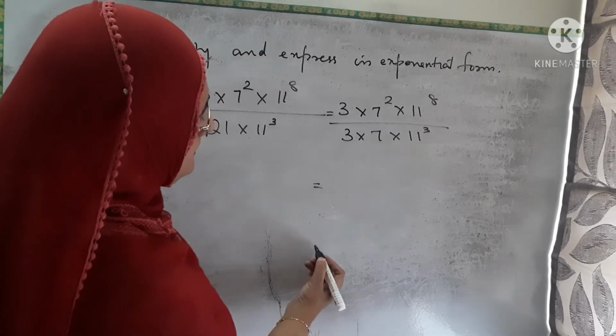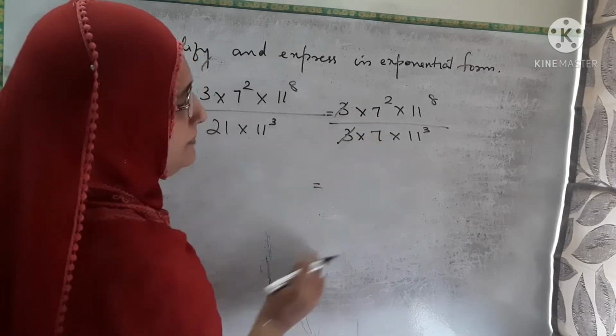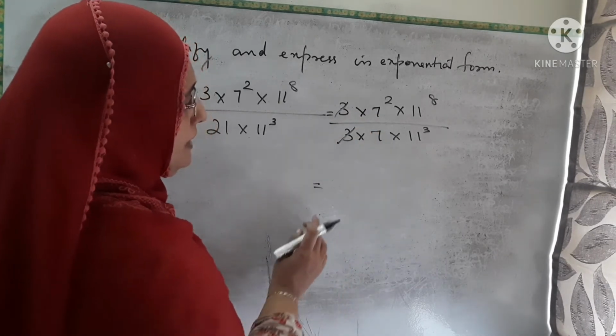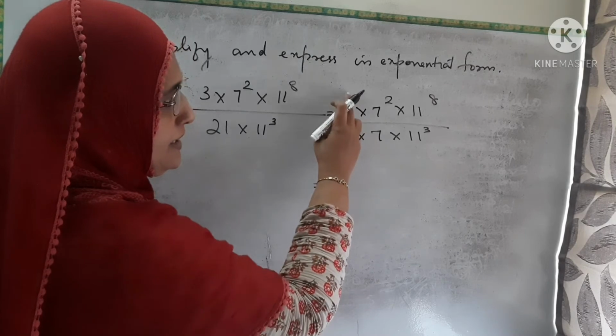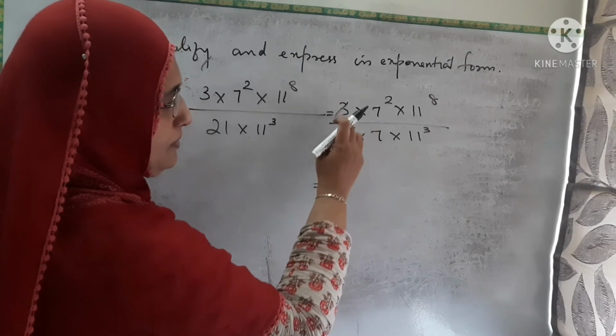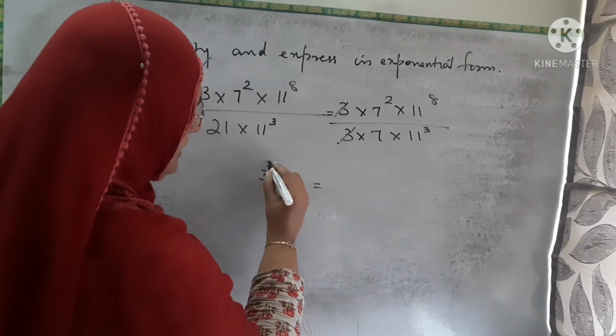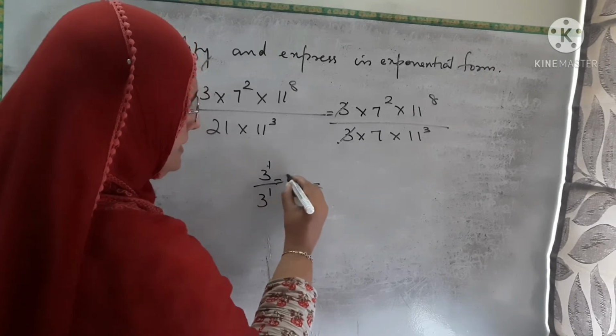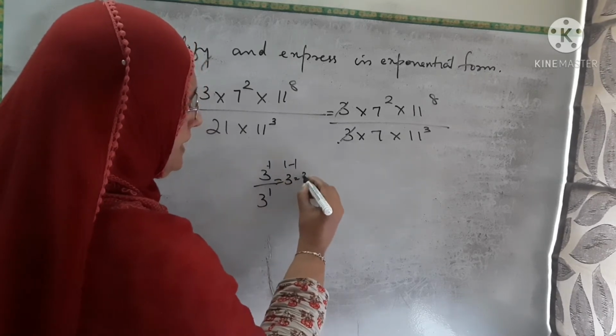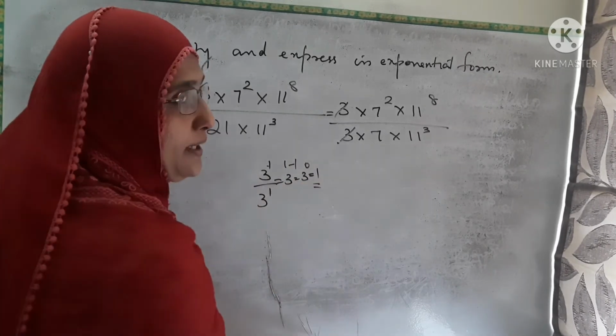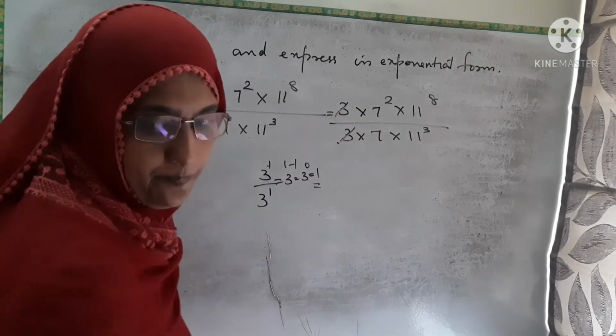Now what is here? 3 and 3, same. Actually what is happening here? Cutting the 3 raised to 1 by 3 raised to 1. What is that? 3 raised to 1 minus 1. That is 3 raised to 0, which is 1. So it will become 1 there.